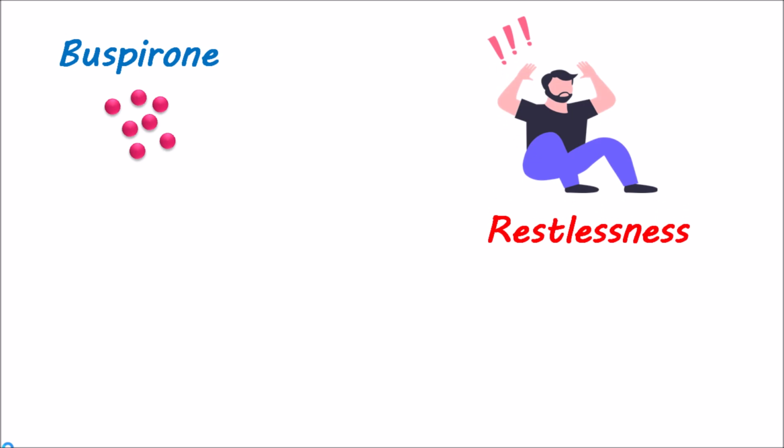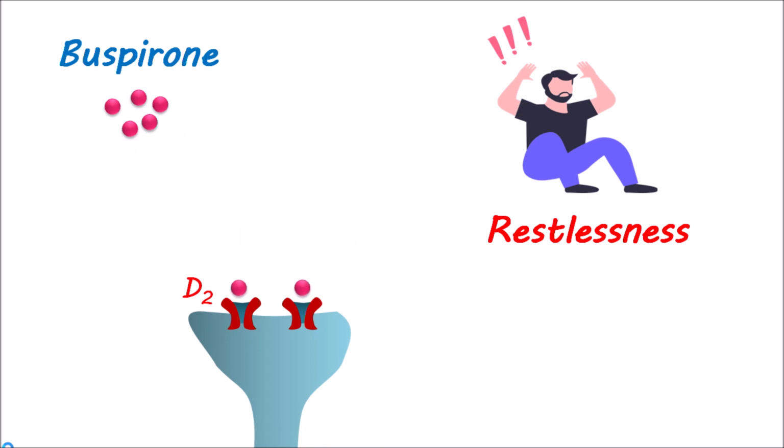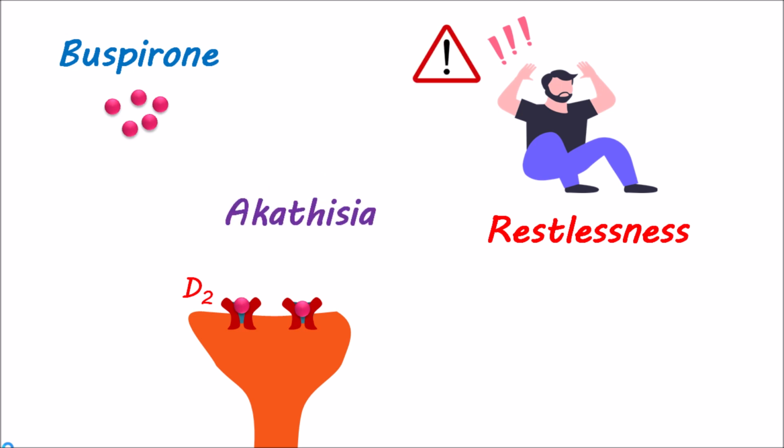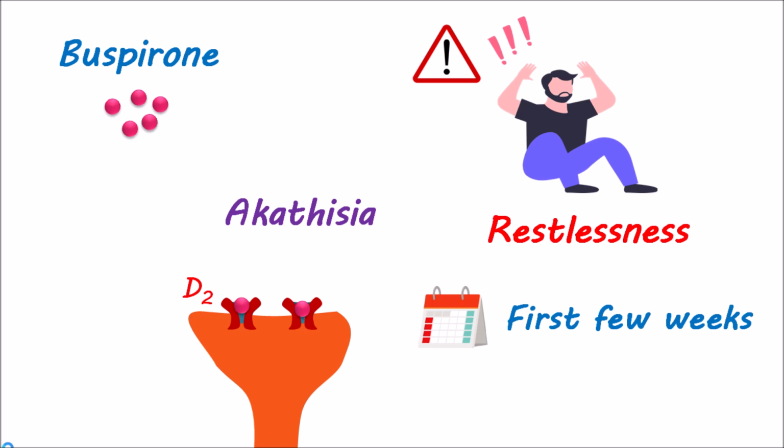Another important precaution with buspirone is the restlessness caused by this drug. This effect is due to its action on dopaminergic neurons. Buspirone can block dopamine D2 receptors, resulting in extrapyramidal side effects, like akathisia, which is more pronounced in the first few weeks of the treatment.